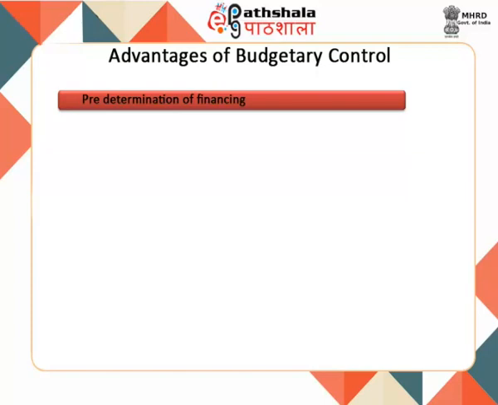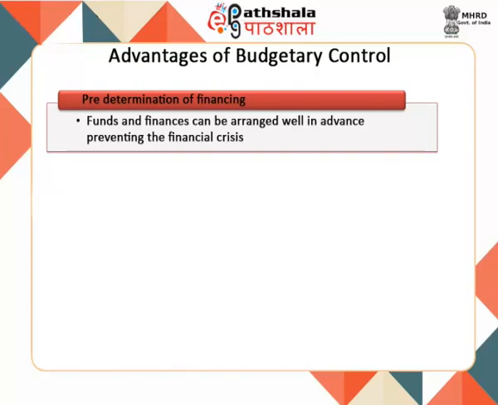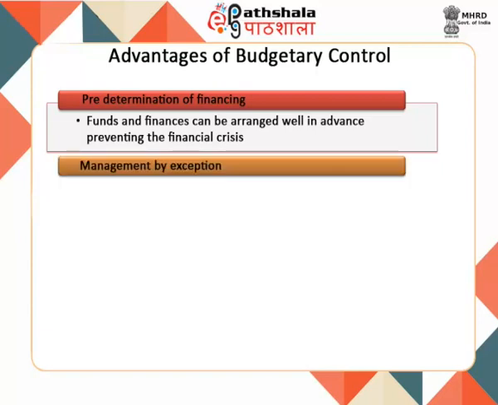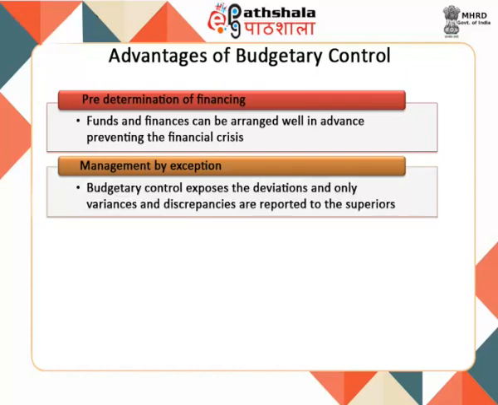Predetermination of financing. Because the organization has a blueprint of activities to be undertaken in the coming period, funds and finances can be arranged well in advance, preventing the financial crisis. 5. Management by exception. Budgetary control exposes the deviations and only variances and discrepancies are reported to the superiors. This enables them to concentrate on these issues seriously, enabling management by exception.